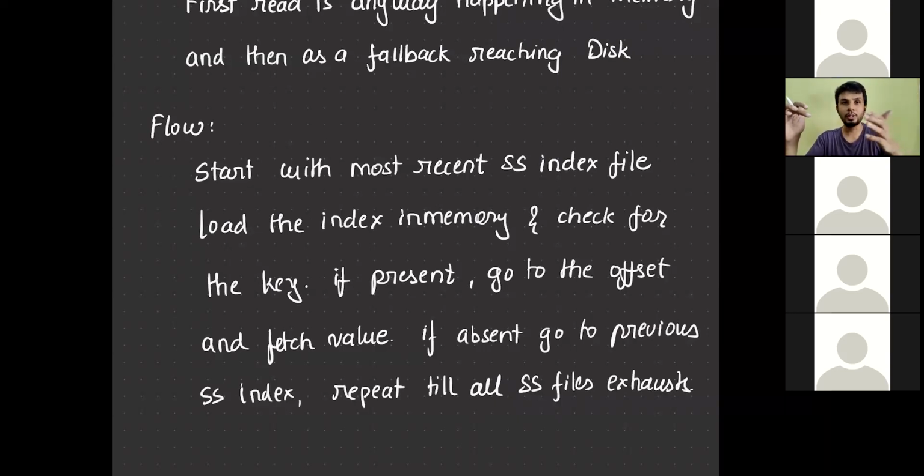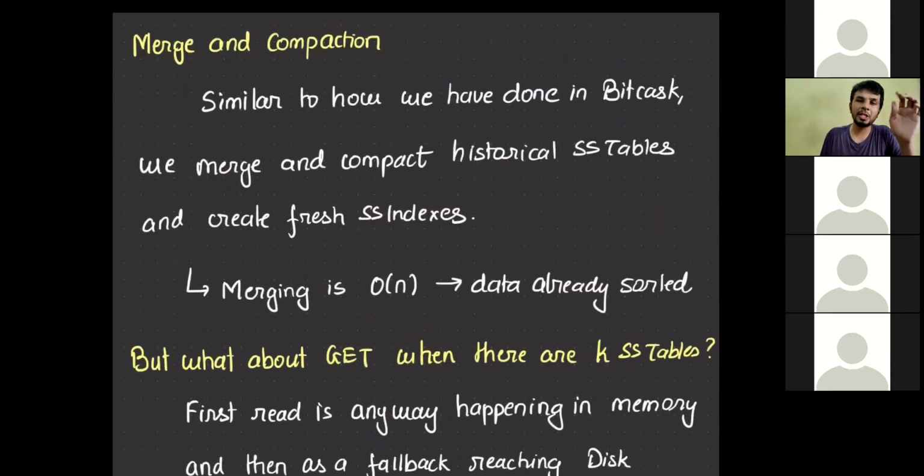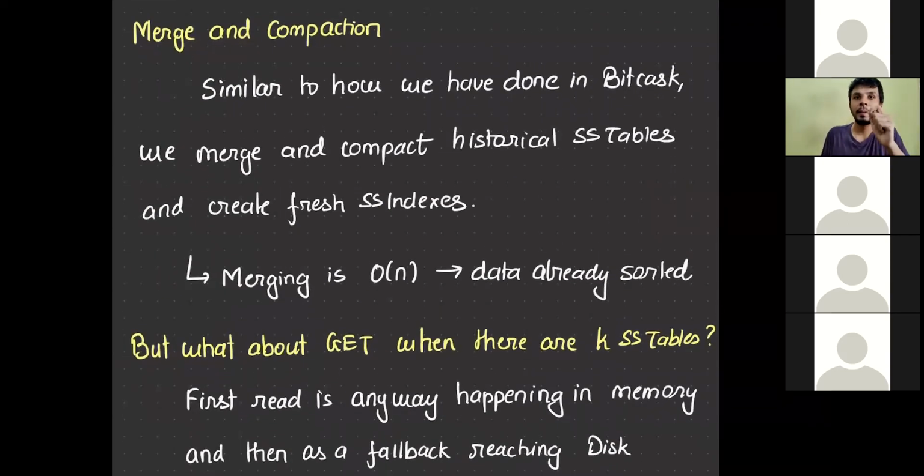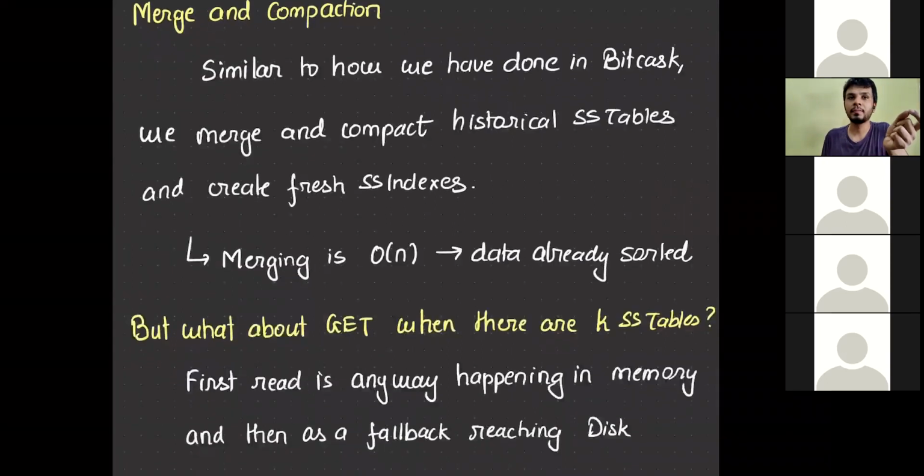Now what you'd have to do is go through each and every index file. You have to start with the most recent index file, load the index in memory, check for the key, and if present, go to the offset and return the value. If the key is not there, go to the previous file and repeat the entire process. Which means your gets, although after merge and compaction are a little better, are not that optimized.